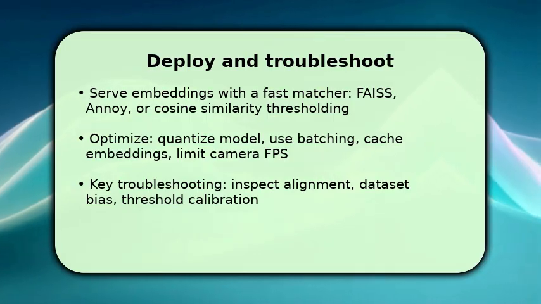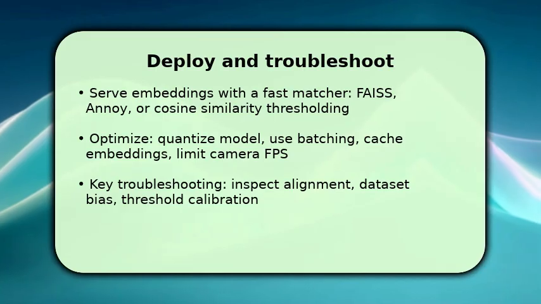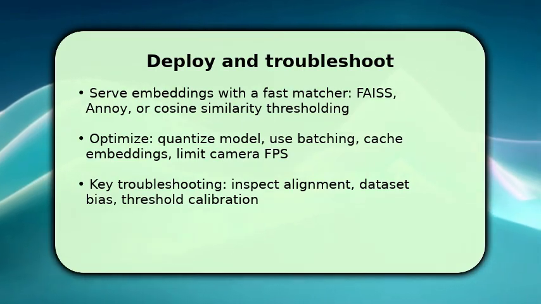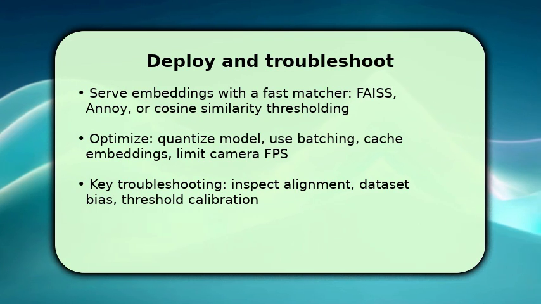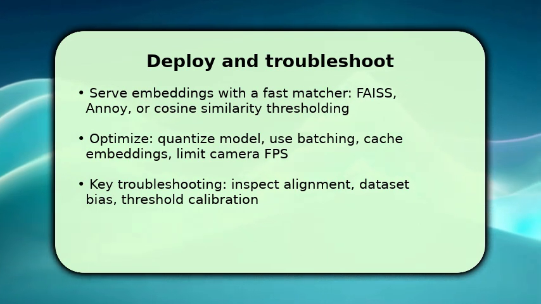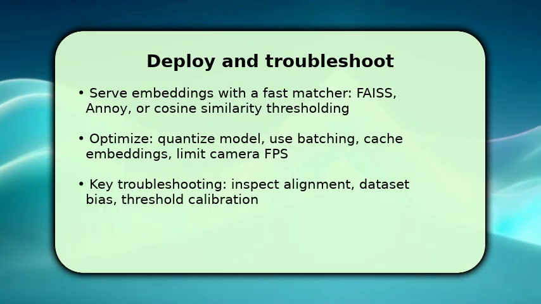If results are poor, inspect alignment first. Misaligned crops break recognition. Then check dataset bias and recalibrate thresholds on representative validation data. Make incremental fixes and reevaluate immediately.